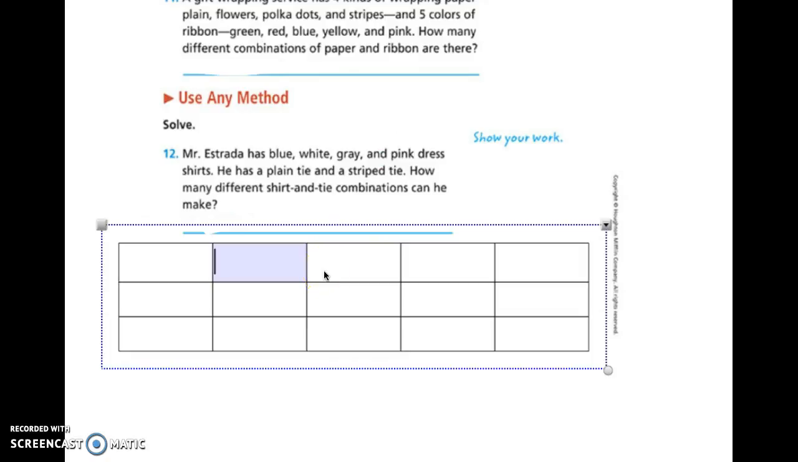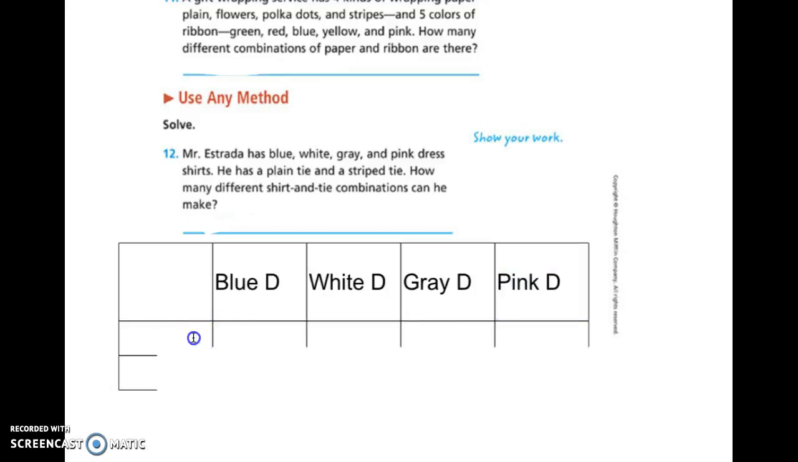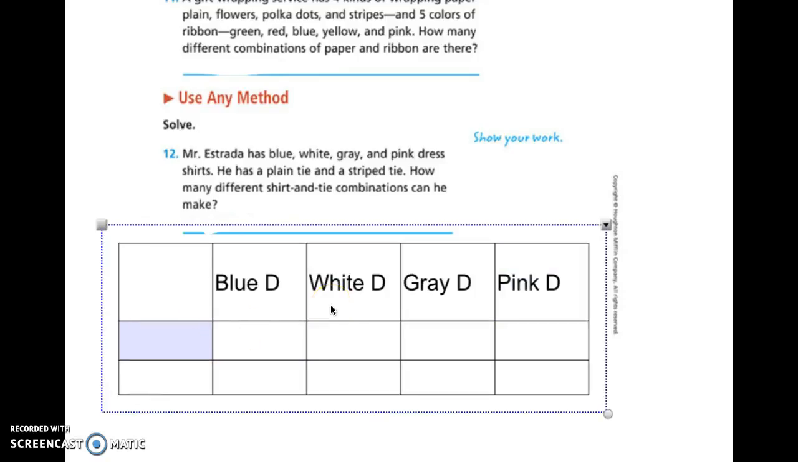We have blue dress. I'm going to just put a D for dress. A white dress. I want to keep my font nice and small here. A gray dress. And lastly, a pink dress. And I said dress, but it's really a dress shirt. You probably wouldn't want to wear a dress. Dress shirt. So now we have to look at his ties.